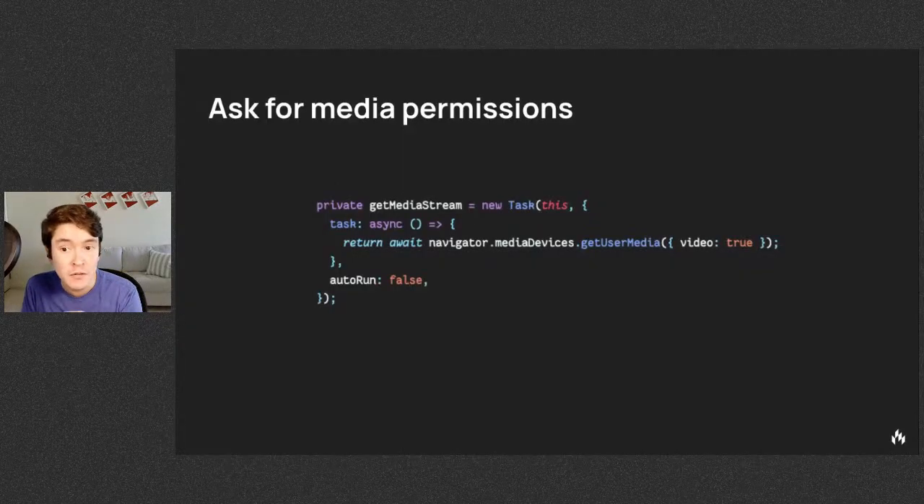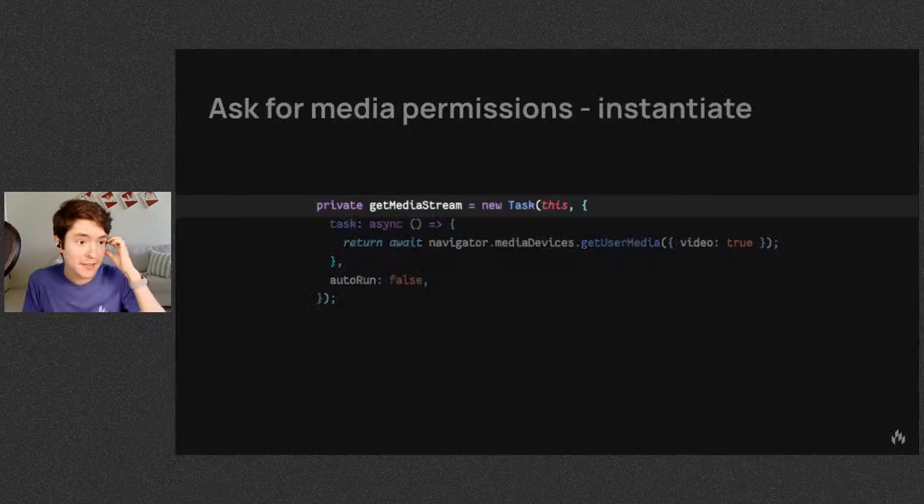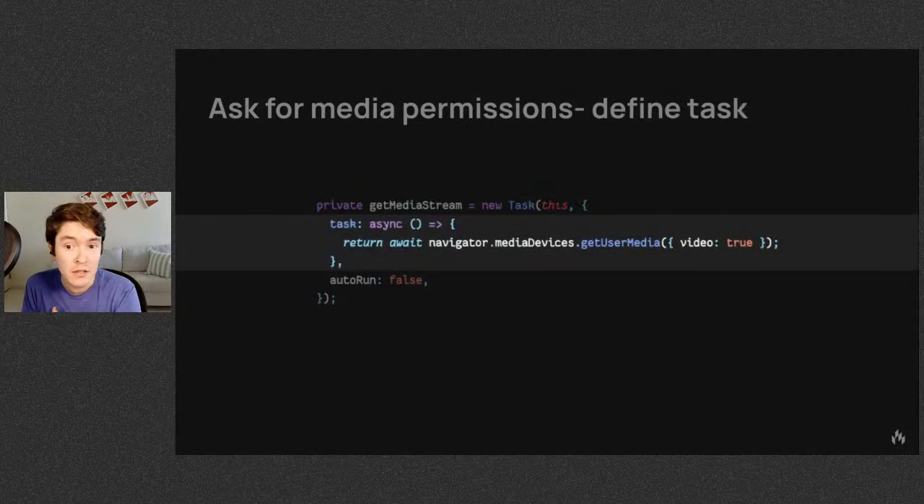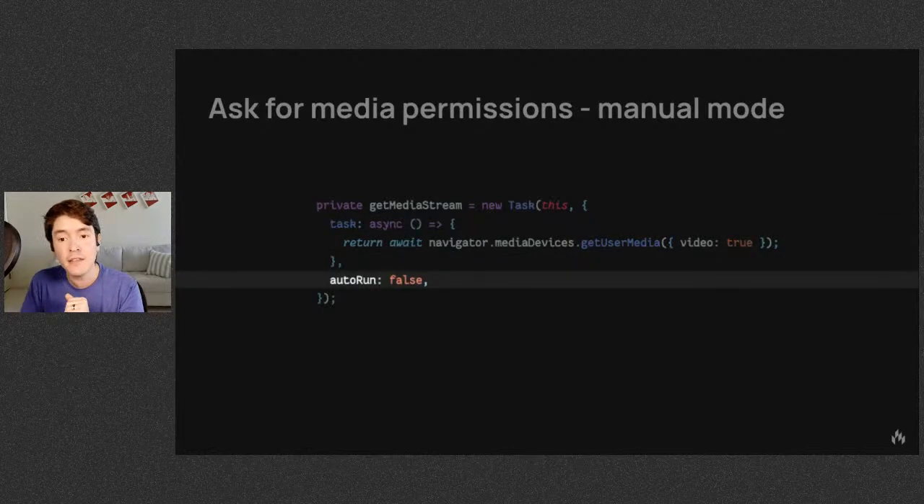For example, you can request media permissions. Again, let's step through this. You instantiate, you pass it the task. In this case, we ask the navigator for the webcam. And then here we have turned off the auto run feature.